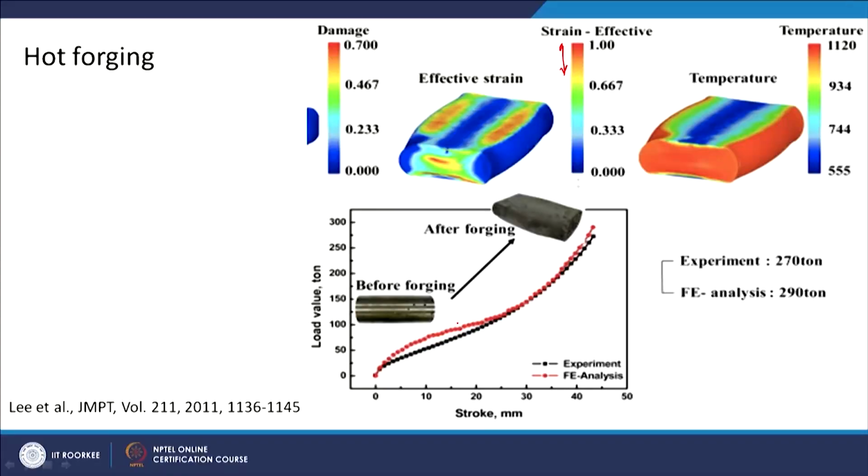And again they have compared the experimental and their modeling results. They have plotted stroke on the x axis and load on the y axis in tons, and are trying to show how the load variation takes place as a function of stroke. Before forging the material had this kind of shape, after forging it became something like this. Then another very important process is called hot extrusion.